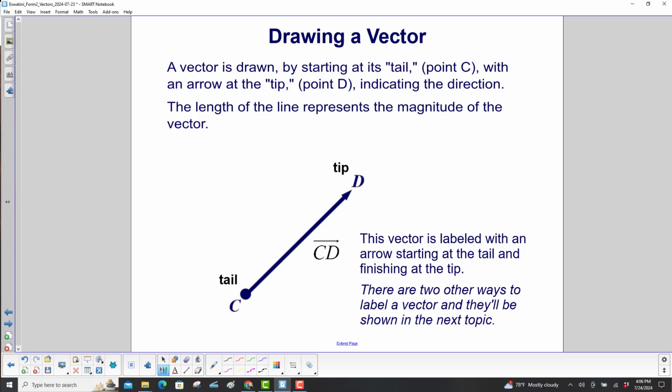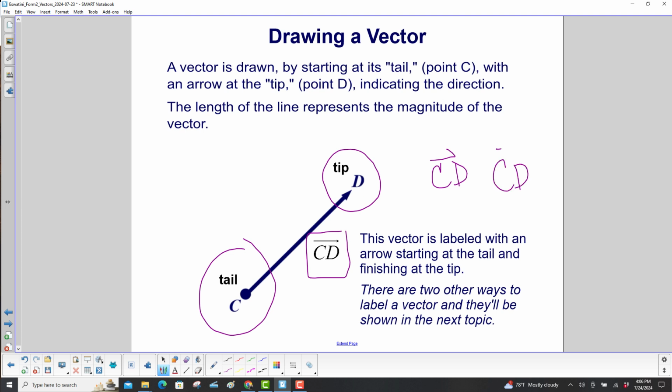A vector is drawn by starting at its tail, which is point C, with an arrow at the tip, which is point D, indicating the direction. The length of the line represents the magnitude of the vector. This vector is labeled with an arrow starting at the tail, which is C, and finishing at the tip. So you label it like this. And some people do this. You can have a double-headed arrow there, or just one. There are two other ways to label a vector, and they'll be shown in the next topic.